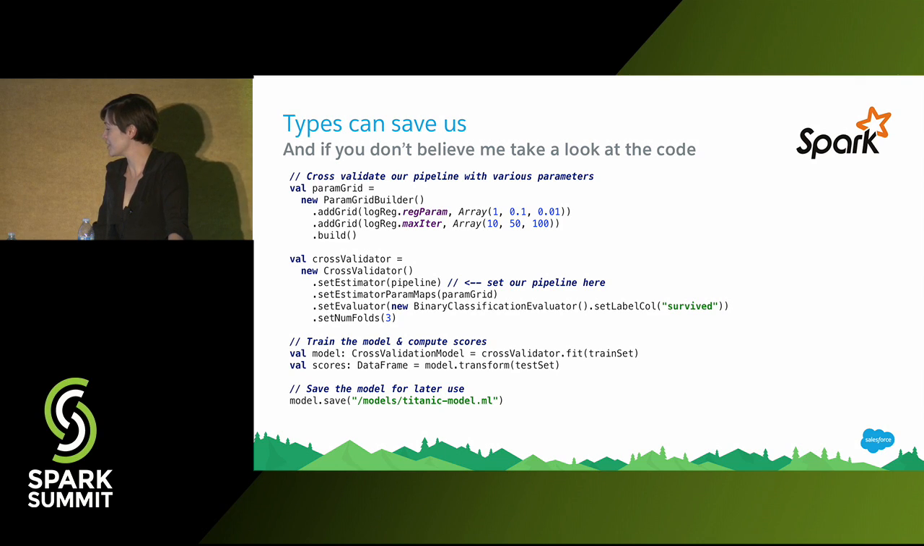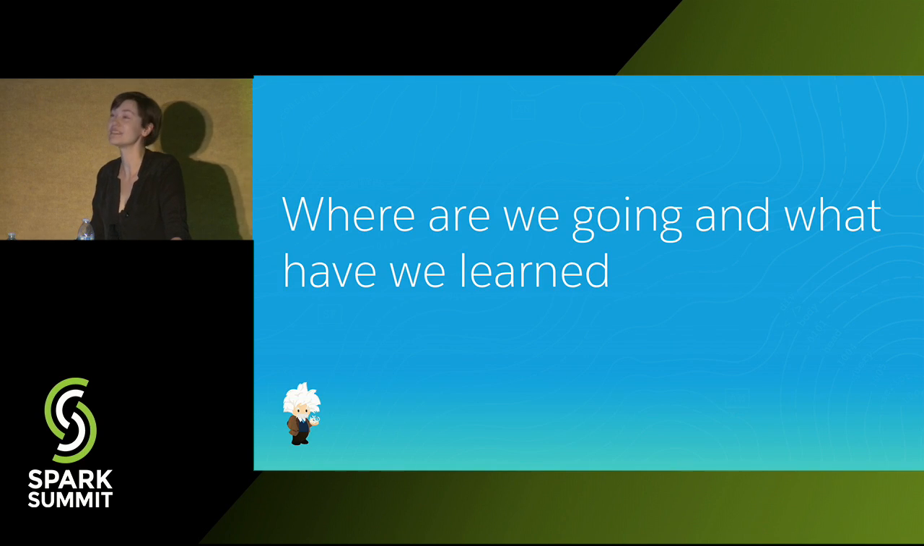But any sufficiently complicated machine learning code contains an ad hoc, informally specified, bug-ridden, and slow implementation of half of Optimus Prime. So I like that quote because it sounds good. And I think in general it's fairly true. So we've tried to automate a lot of what is done ad hoc in machine learning.